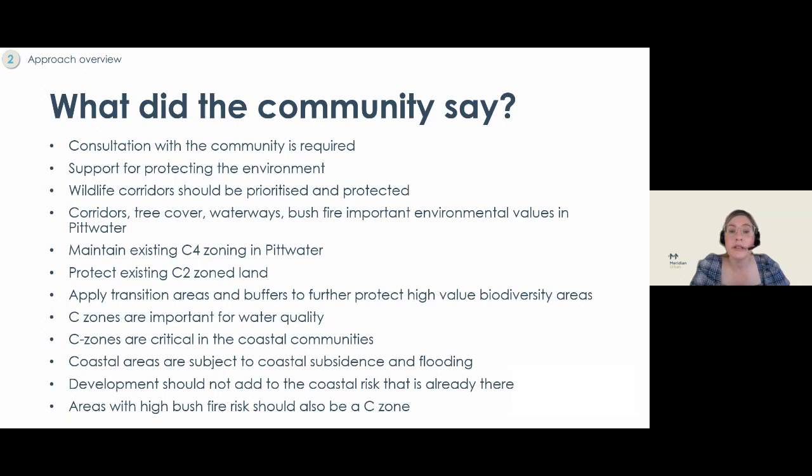Comments received also noted that the C zones are critical in the coastal communities, noting that the coastal communities are subject to coastal subsidence and flooding. Development should not add to the coastal risk that is already there, and areas with high bushfire risk should also be included as a C zone.